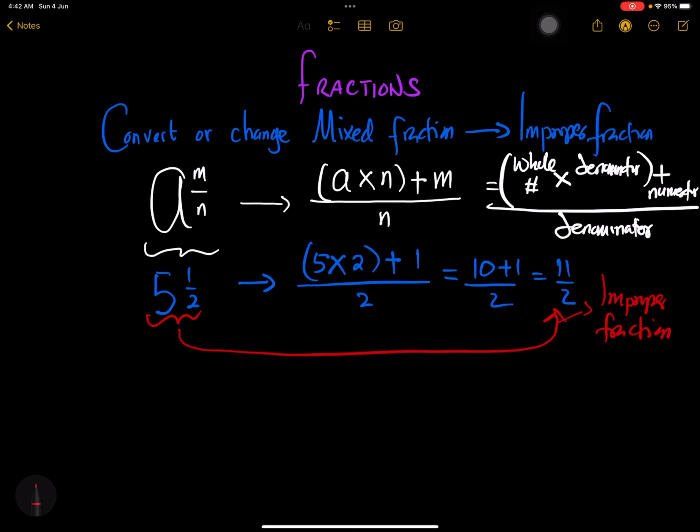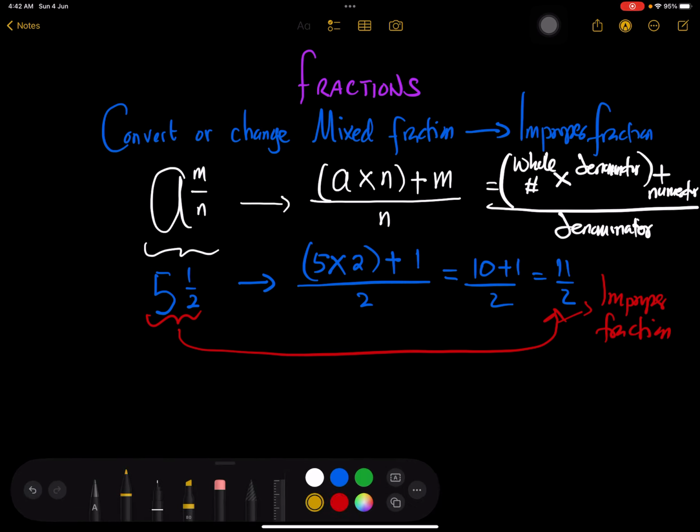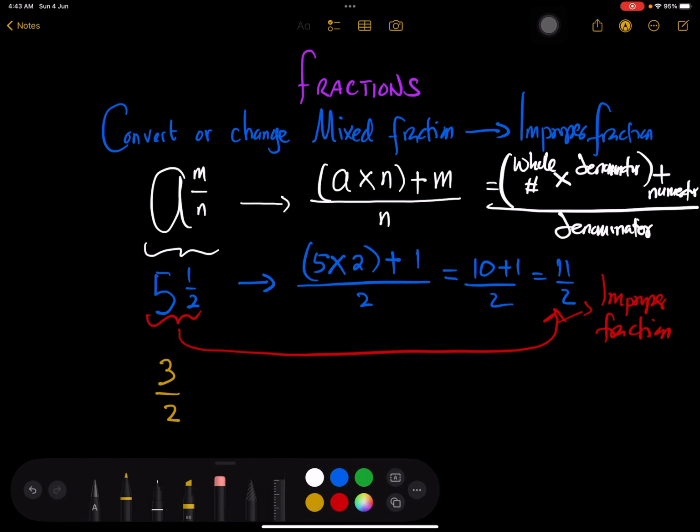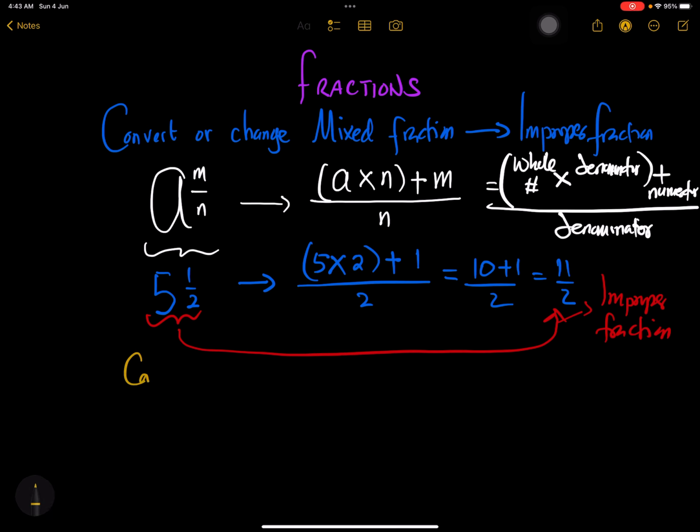Now, what about the reverse? Let's think of the reverse. Let's imagine that we have 3 over 2. Before I do that, we want to convert an improper fraction into a mixed fraction. How do we do that?